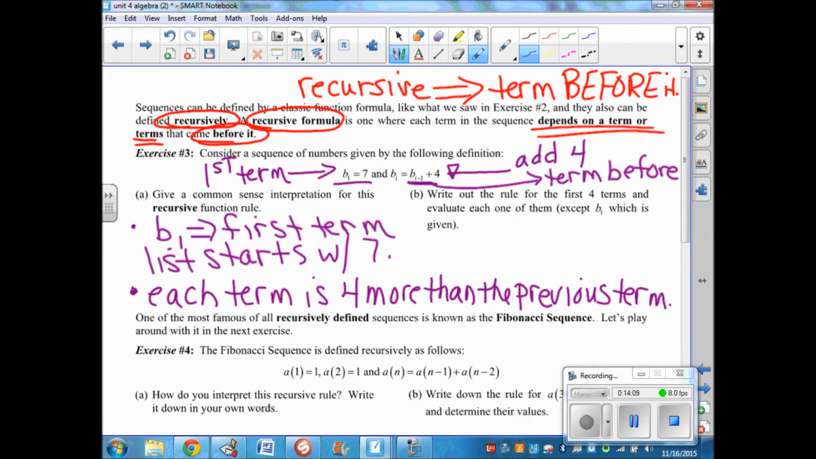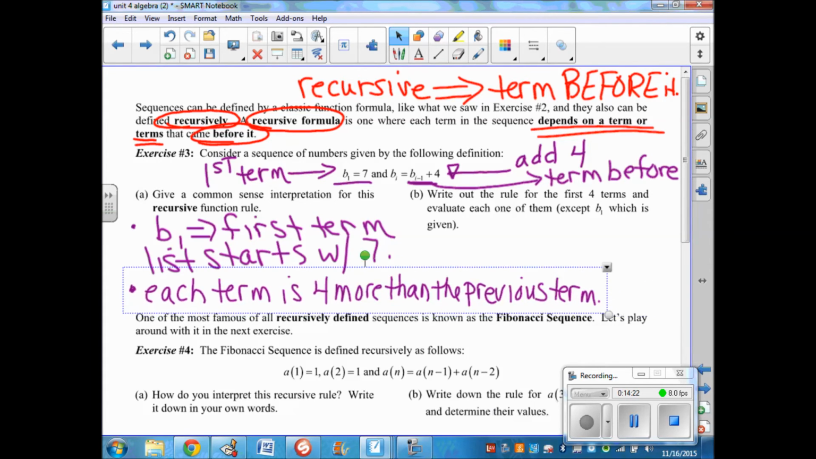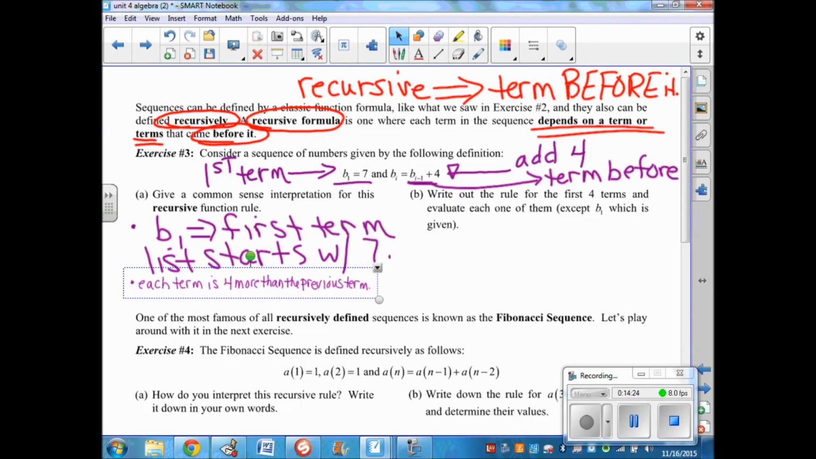So it says, write out the rule for the first 4 terms and evaluate each one of them, except b sub 1, which is given to us. Okay, I need to create a little bit more space here. Let's see if I can shrink this down. Okay. So we know that b sub 1 is 7 because the problem gave us that. B sub 1 is 7.